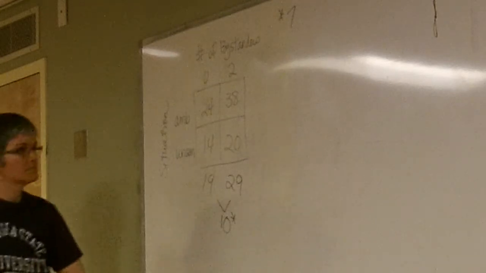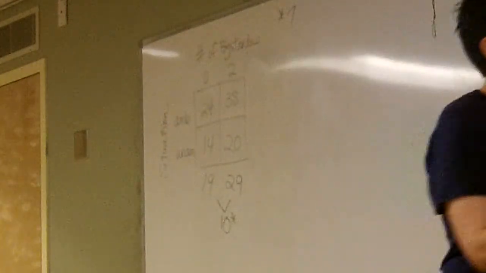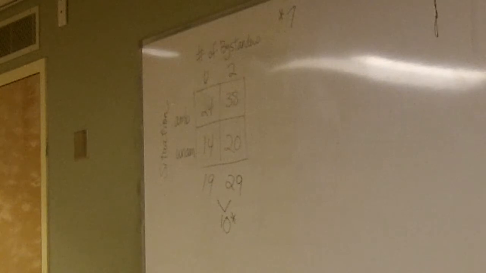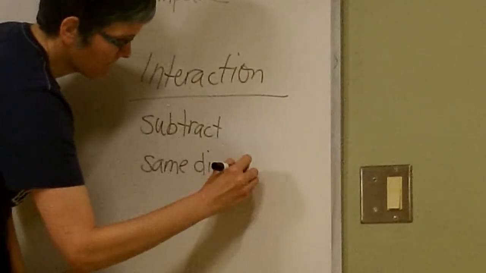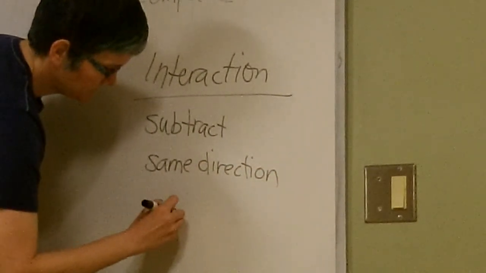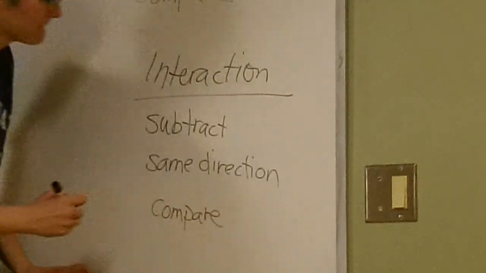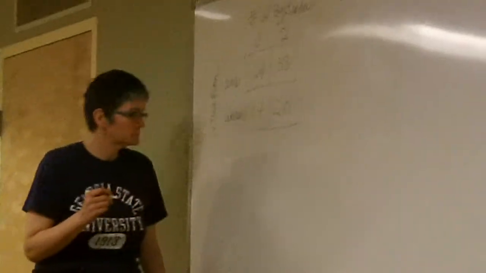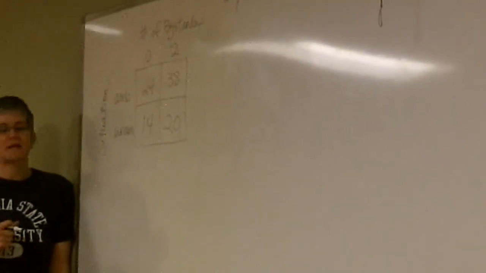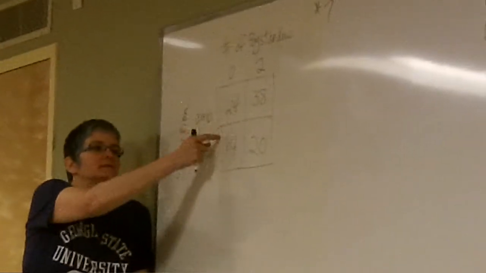Now the interaction. And for the interaction, we subtract in the same direction, and then we compare. So if we're going to subtract in one direction, what should I subtract from what? If I'm going to subtract one of these numbers from the other, which one makes the most sense to you?